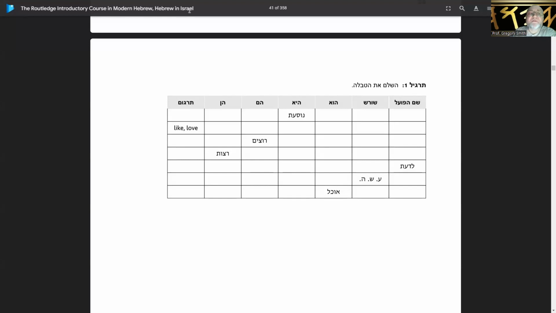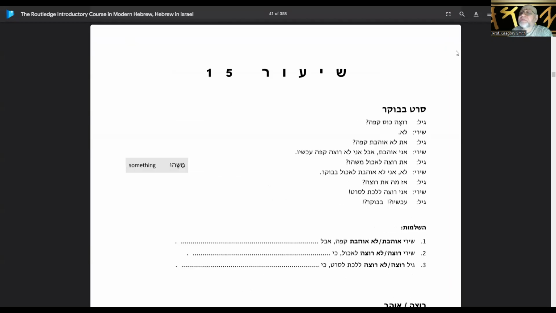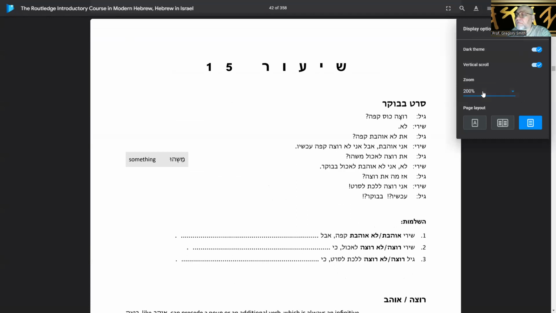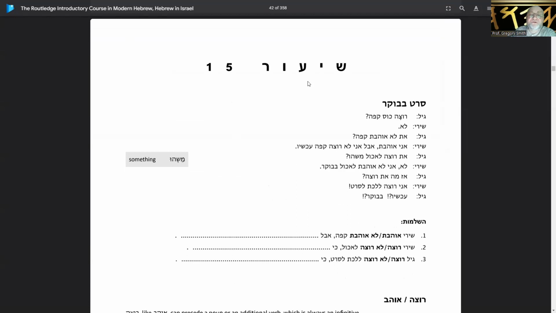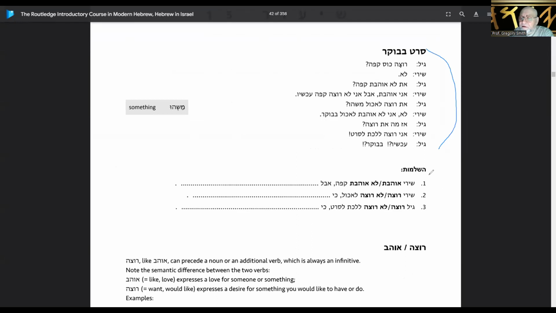Let's just do a brief review. Let's take a look at this next one here, Shiur 15. Okay, so lesson 15. They're going to be looking at Masehu something. It looks like there's going to be a conversation here that we'll go over the next time.